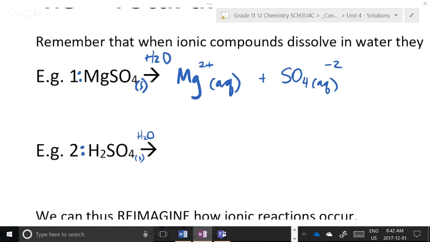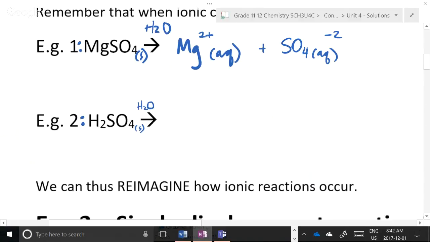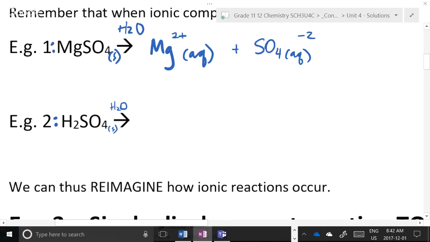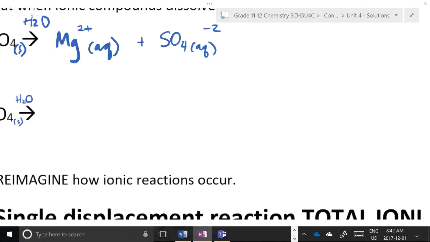How does that make sense? How does it dissolve in water? Okay, so what this really looks like. This is a little esoteric, but that's okay.